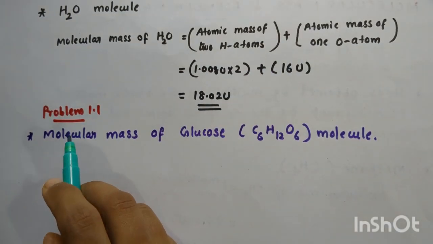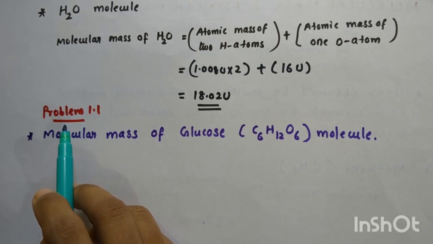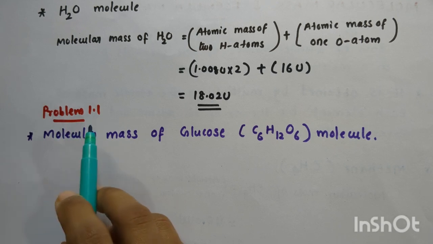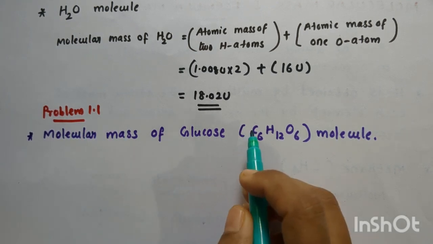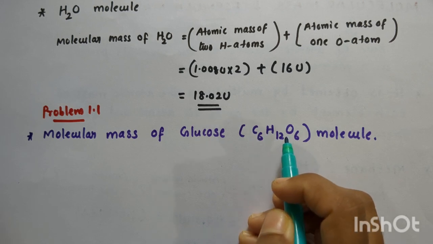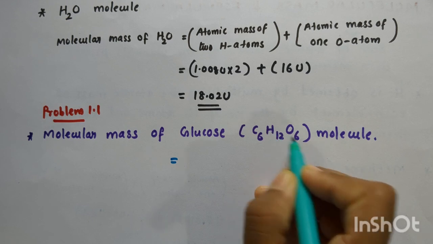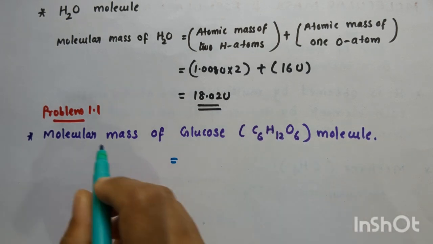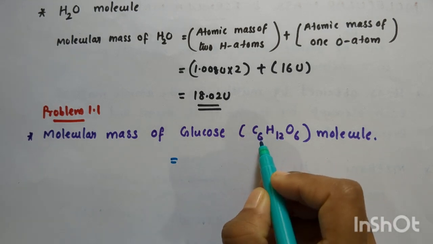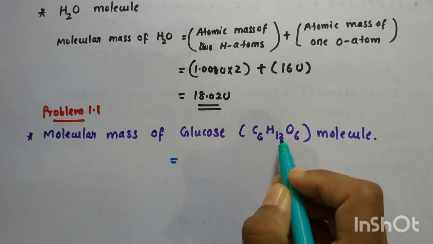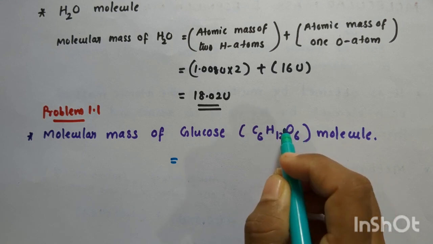Now, let us see how to solve problem 1.1, which is given in your chemistry textbook. You want to find the molecular mass of glucose. The glucose molecule's formula is C6H12O6. That is, in glucose there are 6 carbon atoms, 12 hydrogen atoms and 6 oxygen atoms. To get the molecular mass of glucose, you add the atomic mass of 6 carbon atoms, the atomic mass of 12 hydrogen atoms and the atomic mass of 6 oxygen atoms.